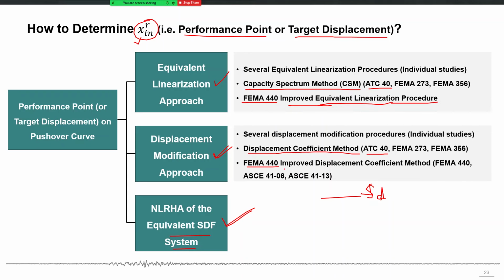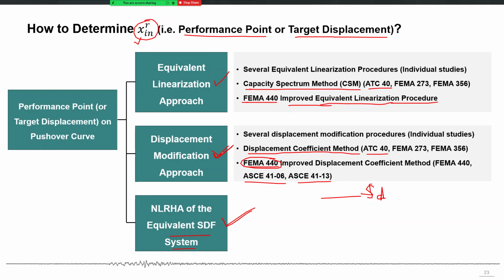This displacement coefficient method, the improved version, which is FEMA 440 method, is also adopted in ASCE 41, and all the later ASCE 41 methods kept it as the primary nonlinear static procedure presented in all ASCE 41 later on. So even in ASCE 41-17, you have the same displacement coefficient method, which is modified or improved by FEMA 440 in 2005.